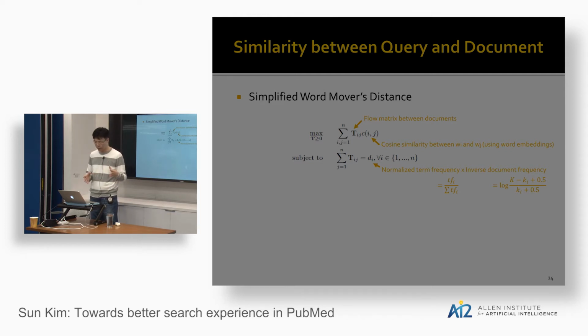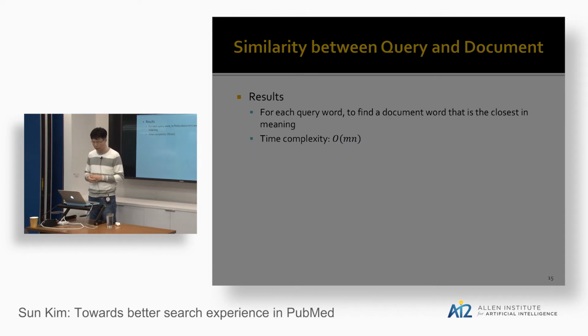So the complexity is reduced hugely compared to the original formulation. But the thing is that only using this normalized term frequency is risky because it will boost the weights of common words. So for this reason, we added IDF to the term frequency. The result is very straightforward. The reasoning method is basically, for each keyword, to find the document word that is the closest in meaning. So if M is the number of query words and N is the number of document words, the complexity is now O(MN).